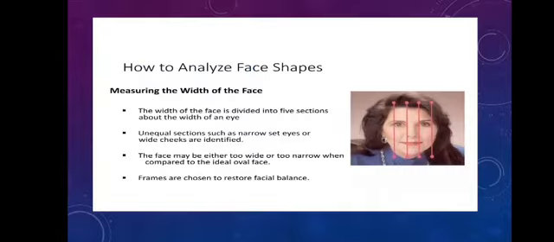How to analyze the face shapes? By measuring the width of the face. The width of the face is divided into 5 sections about the width of an eye. Unequal sections such as narrow set eyes or wide cheeks are identified. The face may be either too wide or too narrow when compared to the ideal oval face. Frames are chosen to restore facial balance.